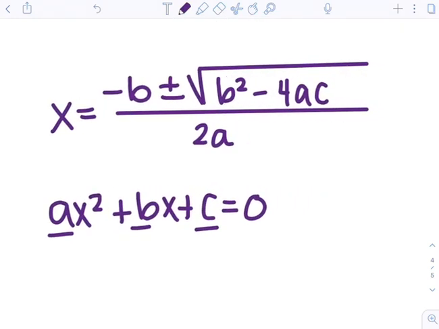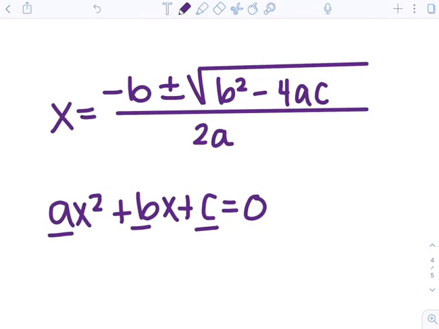Okay, so it's the opposite of b plus or minus square root b squared minus 4ac all over 2a. Got it? Okay, I'm going to do it one more time. The opposite of b plus or minus square root b squared minus 4ac all over 2a.